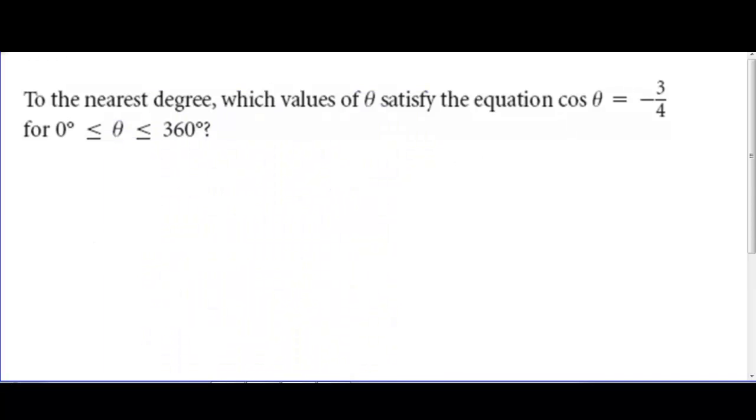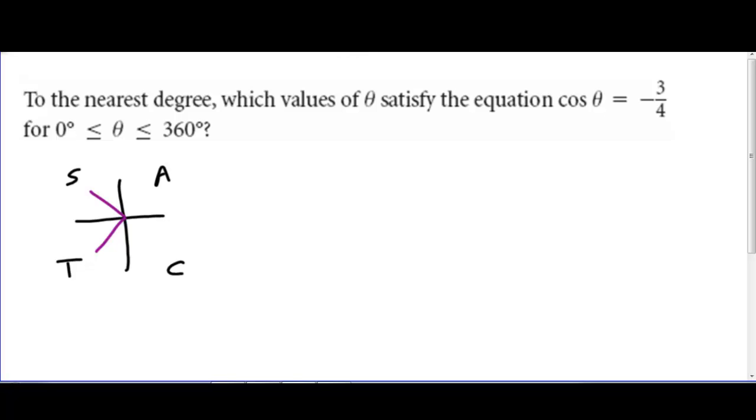So just one example. If I want to find the value of theta that's going to satisfy this equation of cos theta equals negative 3 over 4, the first thing I need to decide is where am I on my coordinate axis. So if I remember my CAST rule, cosine is only going to be positive in quadrant 1, where all of them are positive. It's also going to be positive in quadrant 4, where only the cosine is positive. Since my cosine is a negative value here, I know my angles could be in quadrant 2, and it also could be in quadrant 3.